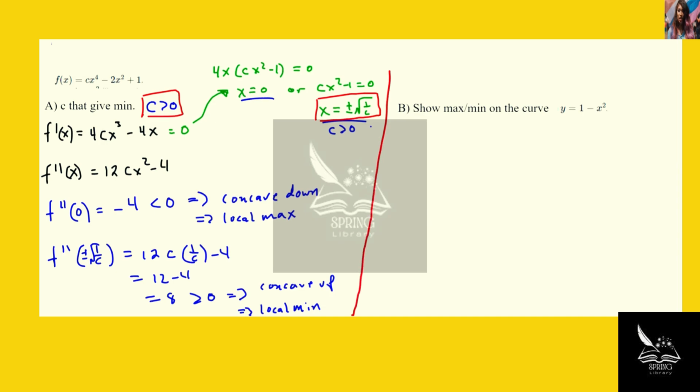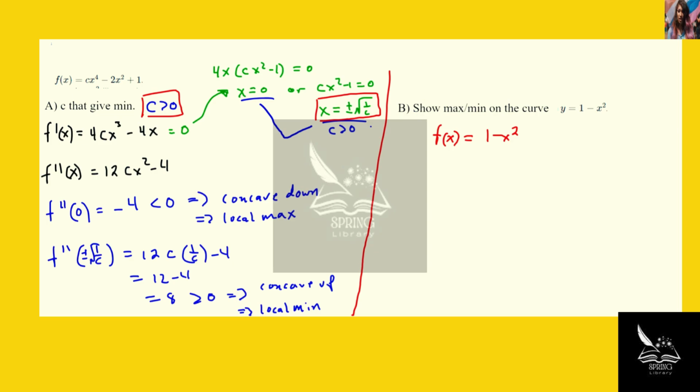All right. So now we know where our minimums are going to be if they exist for that family. Now we want to show that the max and min are also on the curve y is equal to 1 minus x squared. So in other words, what this is really wanting us to show is that when we set f of x equal to 1 minus x squared, it intersects at x is equal to 0 and x is equal to plus or minus the square root of 1 over c.